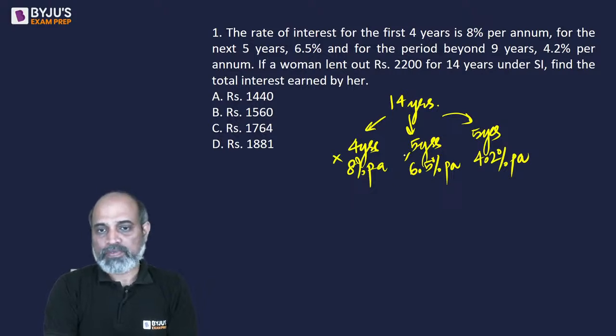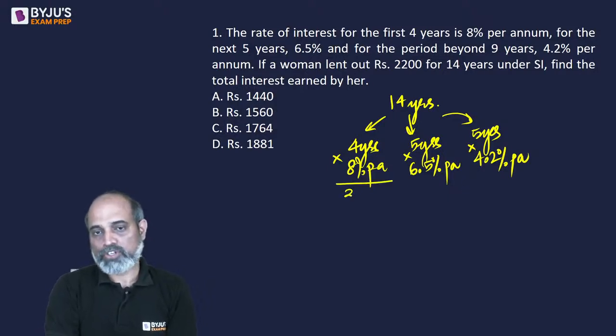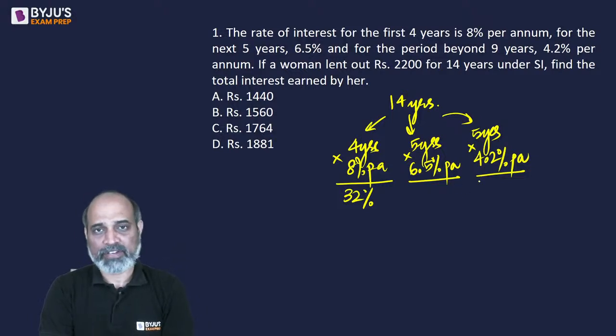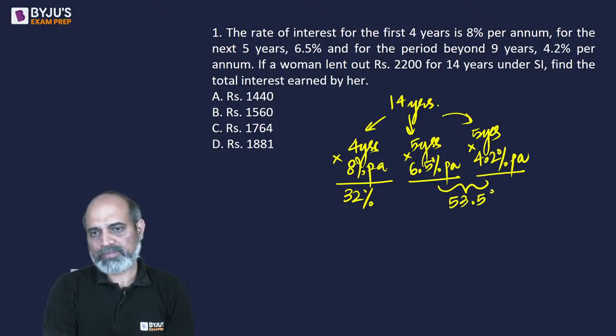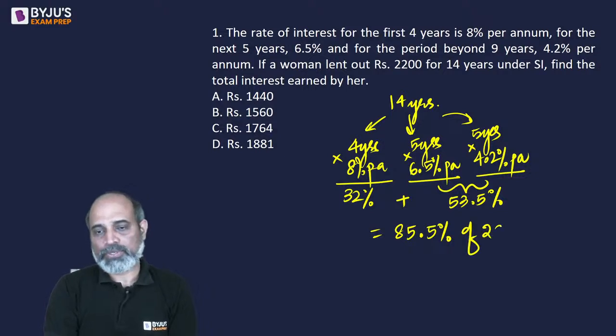So what we can do is multiply the tenure, that is the number of years, and the rate of interest. So this is going to be 32%. This is going to be 6.5 plus 4.2, which is 10.7 into 5 years, which together become 53.5%. Then add them. This will result in 85.5%. So we have to calculate 85.5% of 2200.